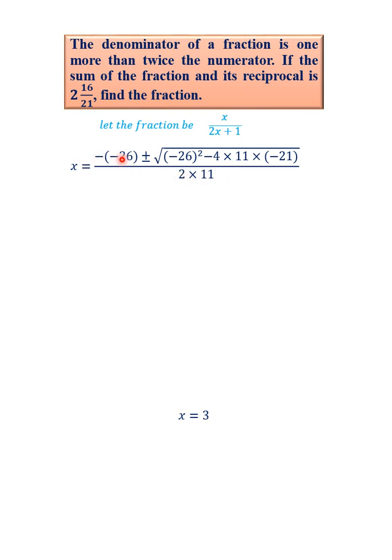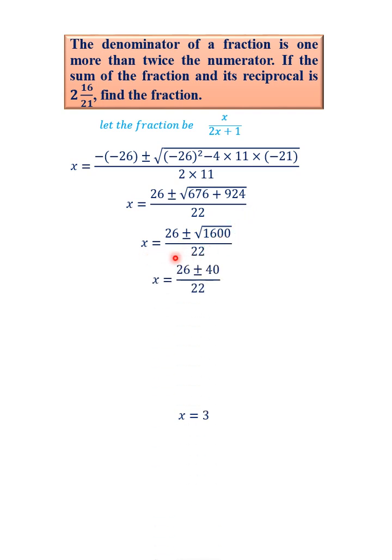Negative 26 is positive 26. So this becomes positive 26 plus or minus square root of negative 26 squared is 676. Minus 4 times 11 is minus 44. Minus 44 times minus 21 we change to positive. 44 times 21 is 924, divided by 22 because 2 times 11 is 22. Solving further, we have 26 plus or minus 1600, because 676 plus 924 will give you 1600, divided by 22. Of course, that will bring us to 26 plus or minus 40, because the square root of 1600 is 40.